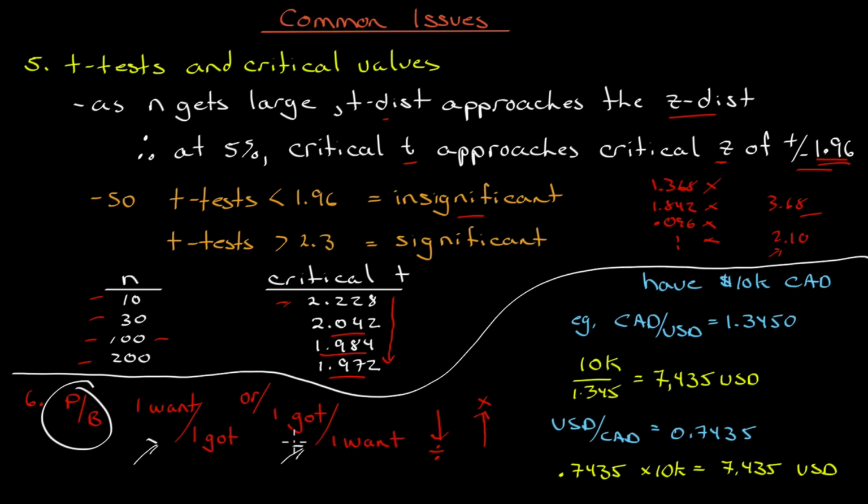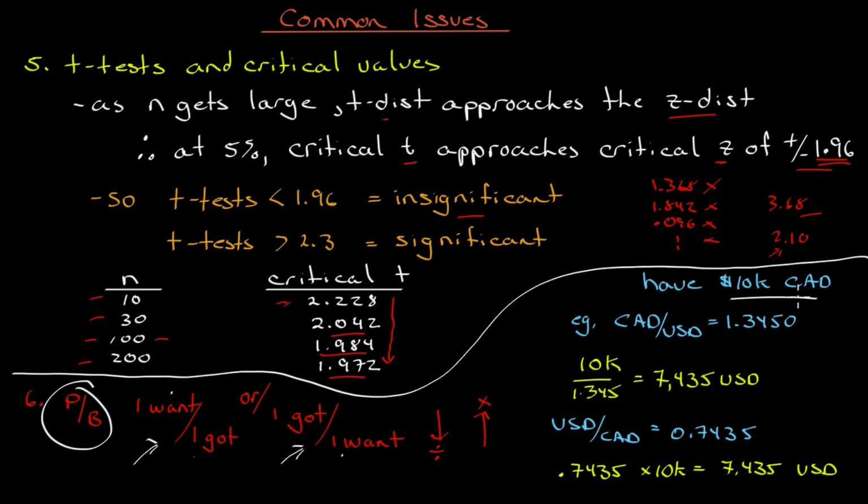I'm going to show you how simple this really is. If you're going from the upstairs to the downstairs, in other words, you're going from the numerator to the denominator, in other words, you're going from something you got to something you want, or from something you want to something you got. If you're going downstairs, you divide. If you're going upstairs, you multiply. Let me show you how straightforward this is.